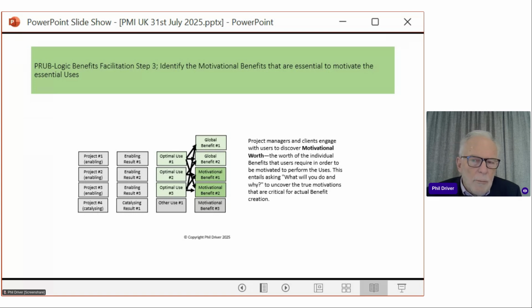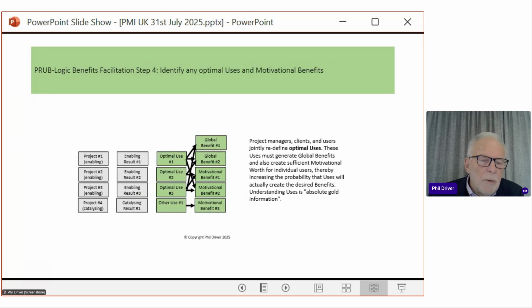So very often the motivational worths are not the same as the global worth, and yet they are absolutely essential because the uses won't happen to create the global worth unless they are motivated. So step 3 in facilitating benefits is to really understand the motivational benefits. And sometimes we may need to introduce another use in order to get all those motivational benefits to happen, to trigger the uses to create the global benefits.